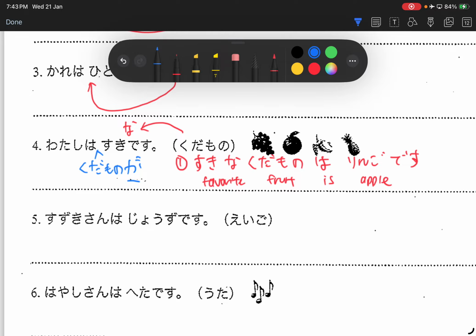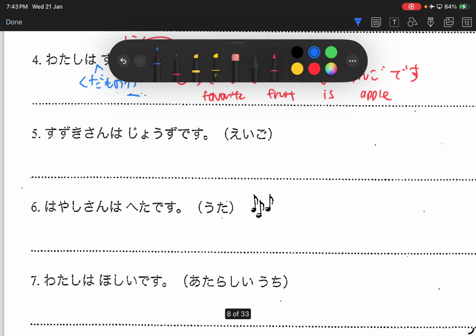Okay, moving on to the next one, number 5. Back to 3. 鈴木さんは上手です。bracket 英語。鈴木さんは英語が上手です。Very good. Okay. So this one we just put here, right? And we add a が of course. Right? Because 上手 means to be good at something. So to be good at something, you need to have an object that you're good at. So we put a が. So 英語が上手です。Right? By the way, 上手 is also an adjective.